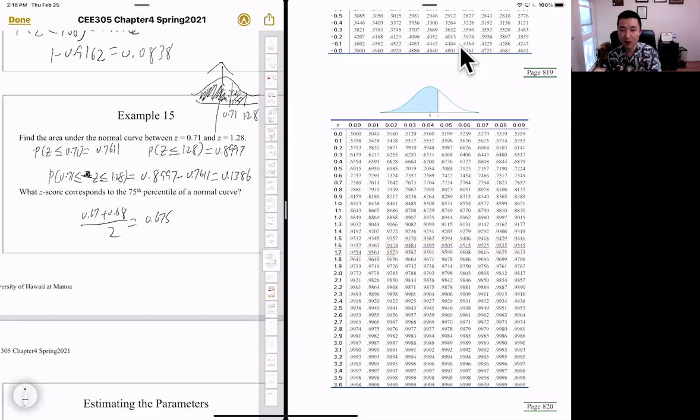This is again working backwards. Given the probability, we ask for the z-score or even the x value. The idea is the same.